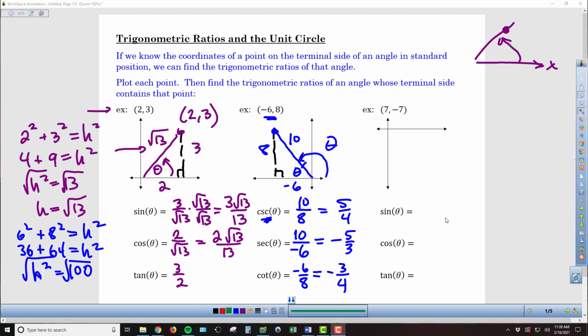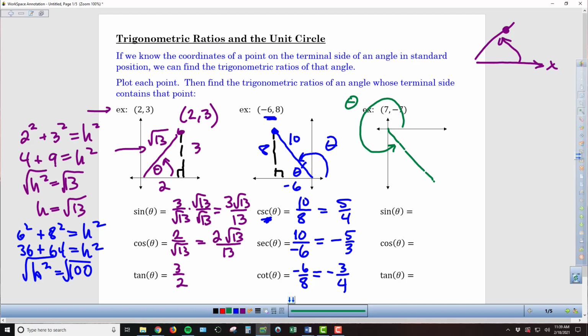So for the last example, our coordinate is 7, -7. So I'm going to go to the right 7 and down 7. So draw our terminal side there. Again, remember that our angle is in standard position. That's the terminal side that contains that point. So that's our angle theta.